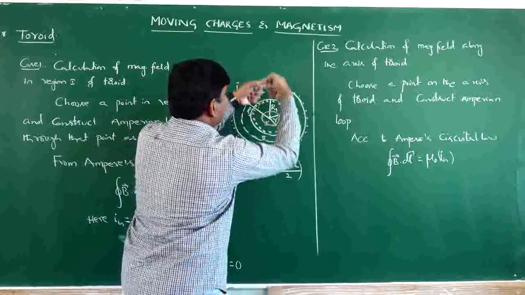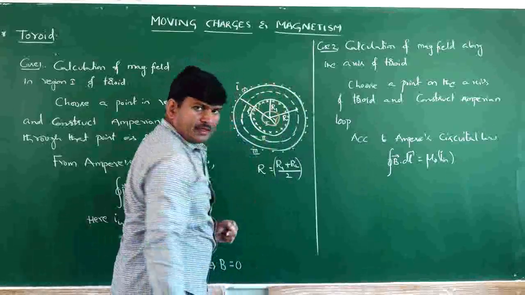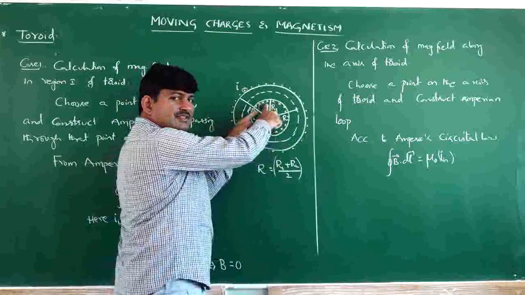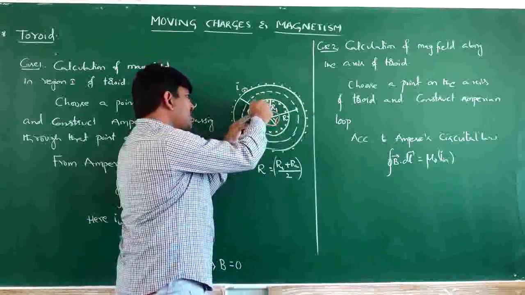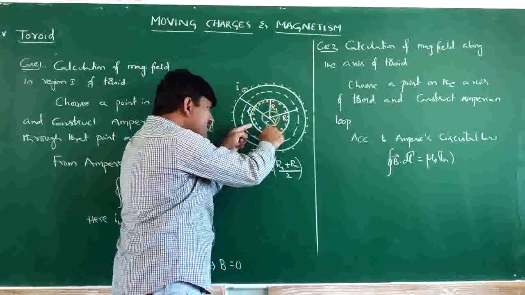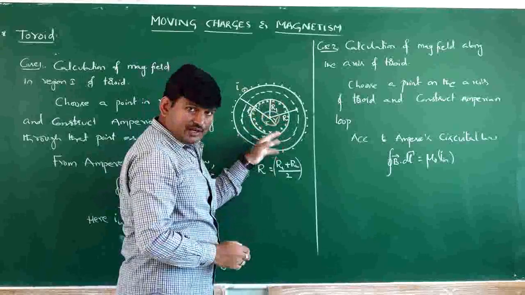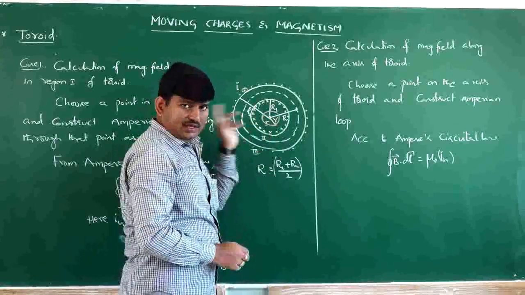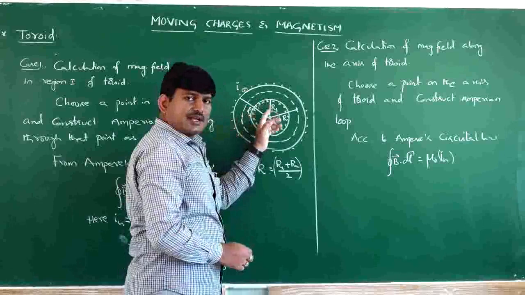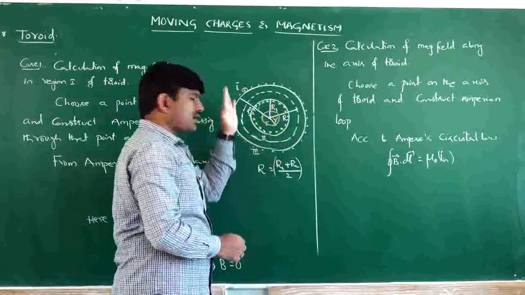So, like this, the turn is coming out here and going in here. If 3 intos are there, it means the current is going in 3 times, so 3I current is there inside the Amperian loop. I have to check how many intos are there inside this circle. If there are n intos, then there are n turns. Number of turns into current through each turn will give the total current inside this Amperian loop.